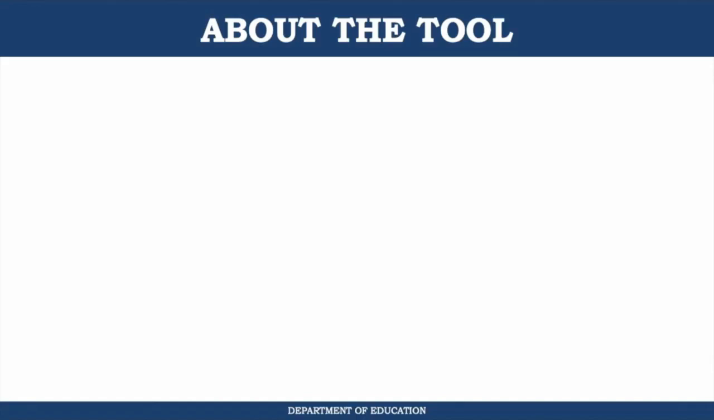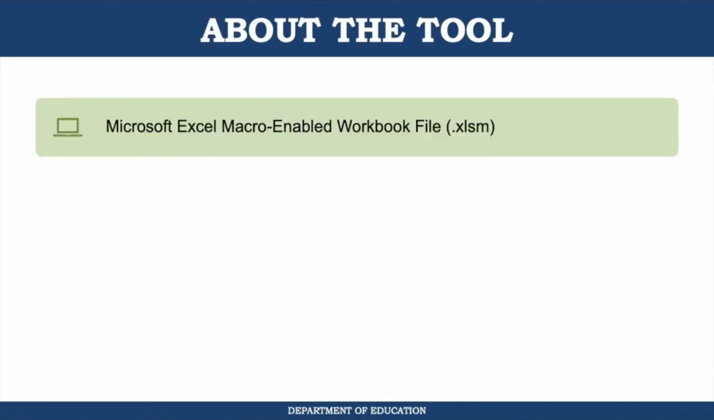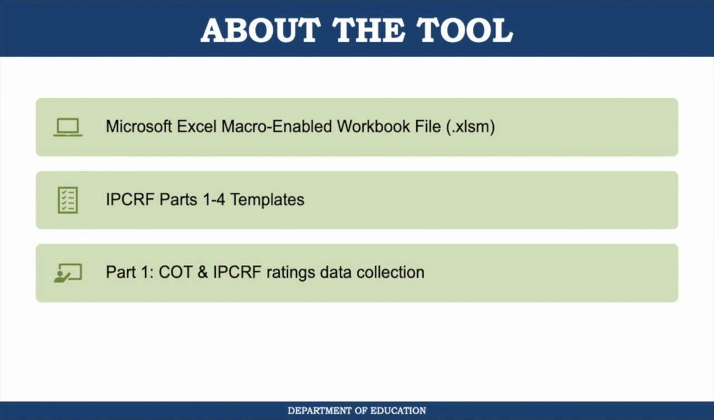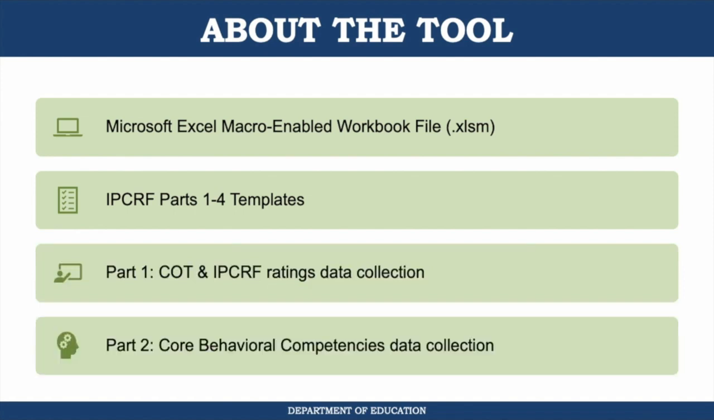The tool is a Microsoft Excel macro-enabled workbook file with a .xlsm file extension, designed for offline use. It contains printable templates for the IPCRF Parts 1 to 4, as well as an encoding form that collects data for COT and IPCRF QET ratings, and data for core behavioral competencies.